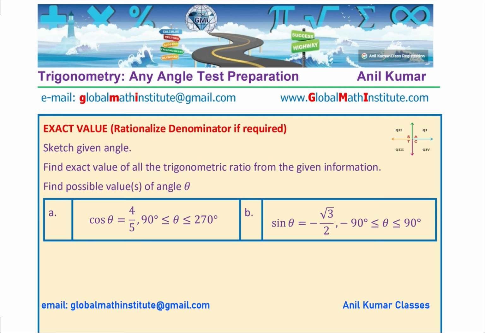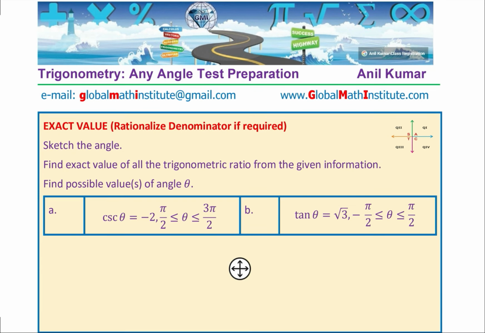So do we have any solutions? Sometimes you may not have a solution, right? The second one here is sine theta is minus square root 3 over 2 and the angle is between minus 90 to plus 90. So if we have a solution, find the value of theta, and then find all other trigonometric ratios, right? Six of them now, right? Okay.